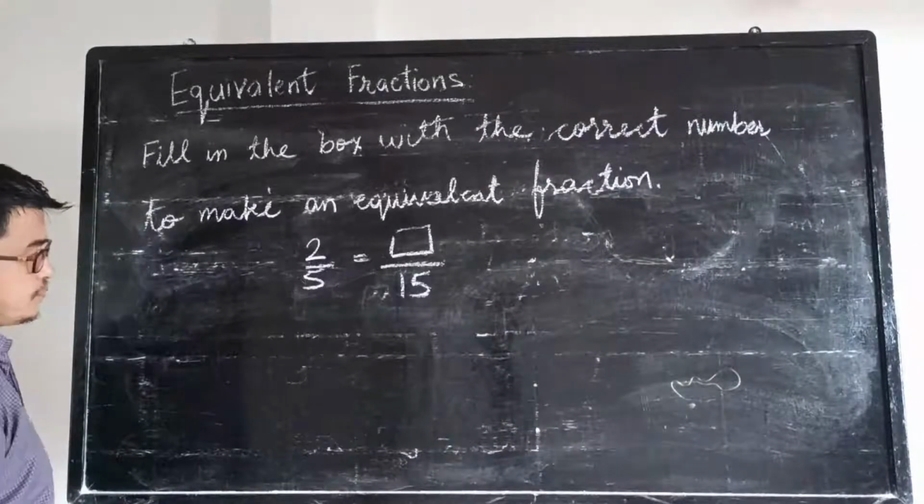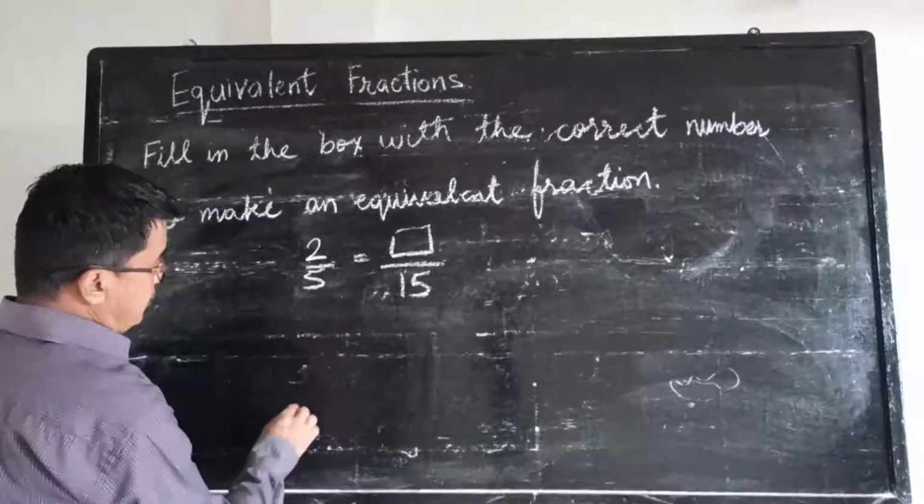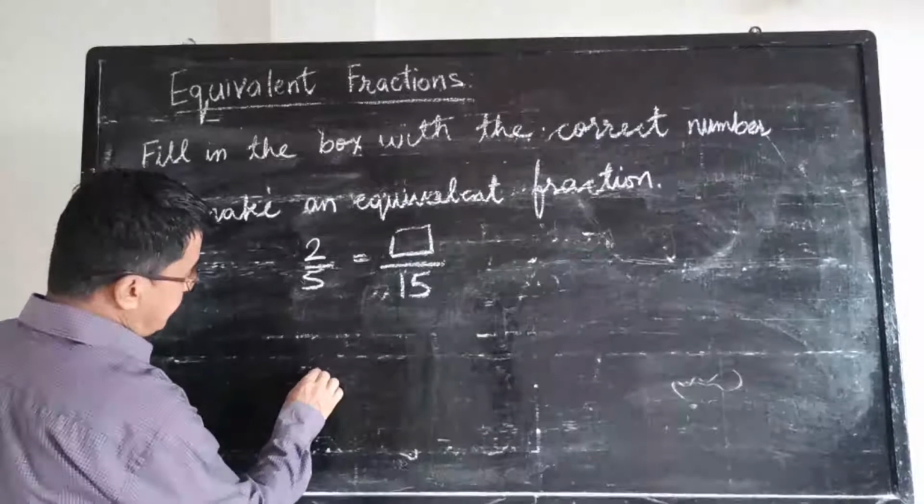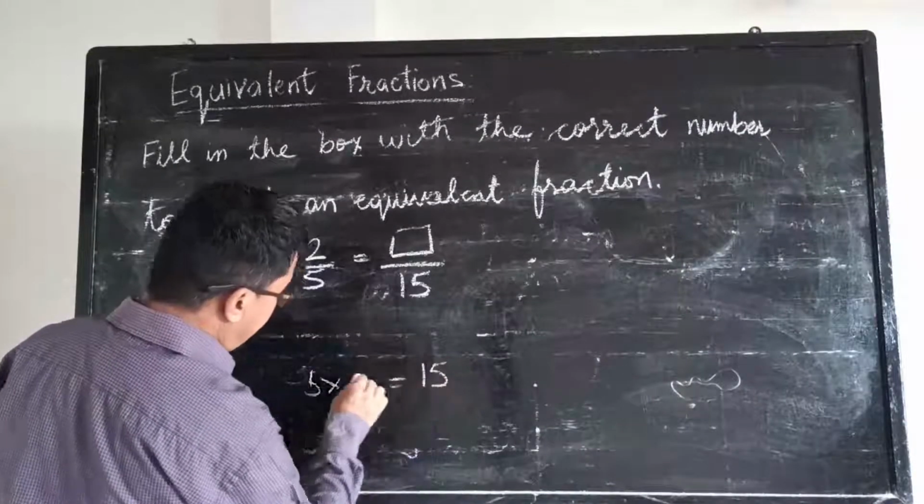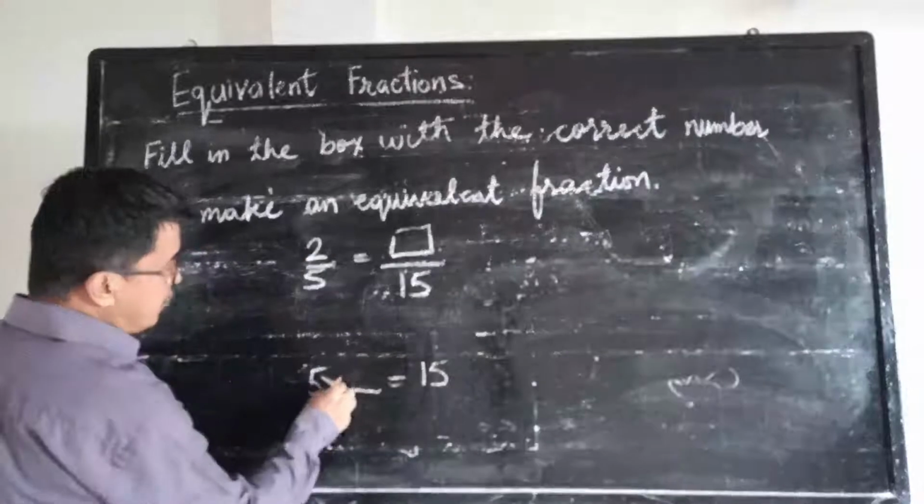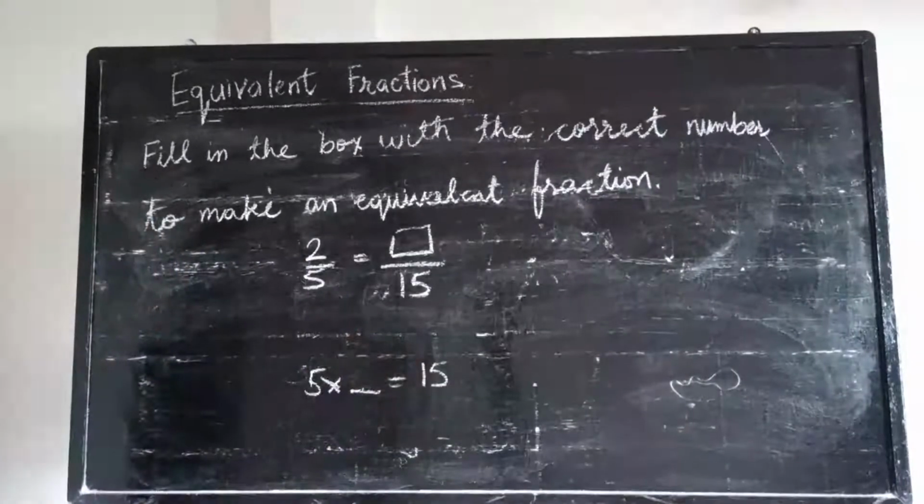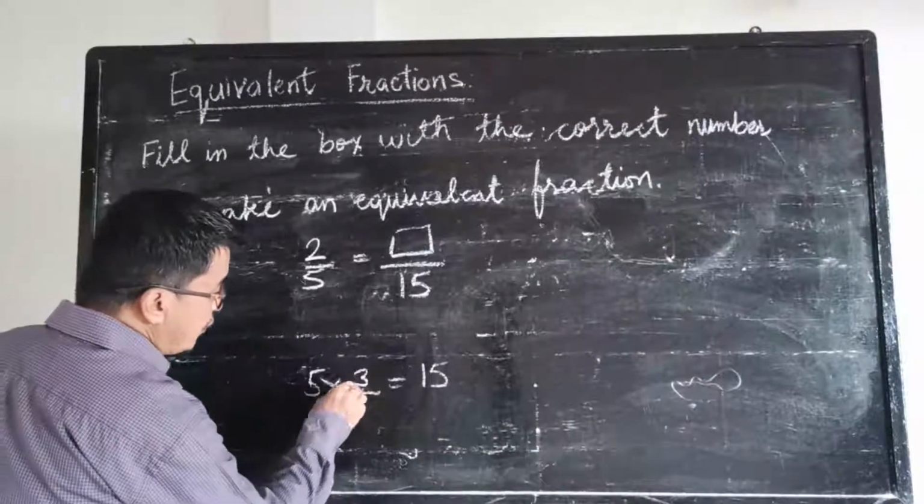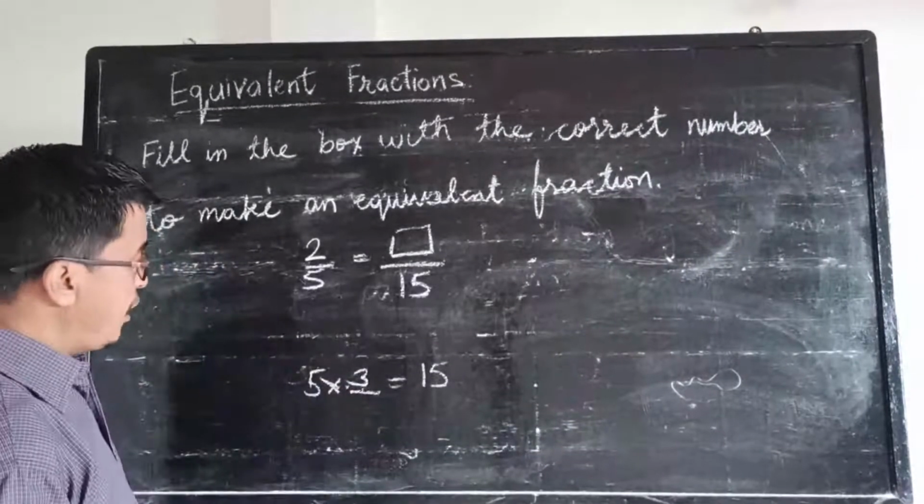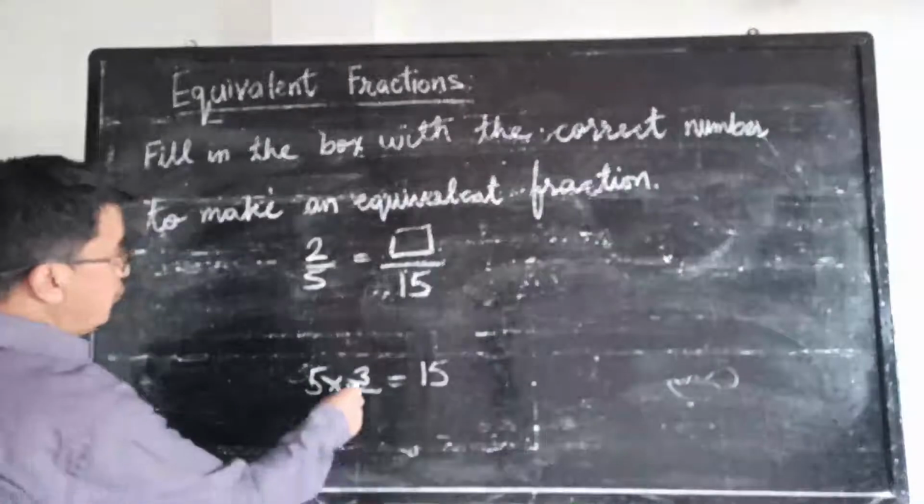Now what you do is, first you find 5 multiplied by what is equal to 15. 5 ones are 5, 5 twos are 10, 5 threes are 15. We know that 5 threes are 15.